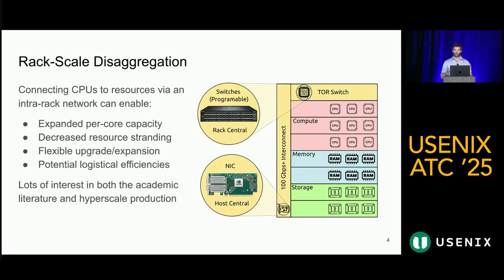When I'm talking about disaggregation, what do I mean? I'm really talking about the separation of a CPU from the resources that would normally be within a single box. And I have an example here on the right of a disaggregated rack where we have compute, memory, and storage, each in their own 1U servers interconnected by a fast 100 gigabit per second plus network. And the proposed advantages of this architecture are expanded per core capacity, decreased resource stranding, and the ability to flexibly upgrade and expand your server.